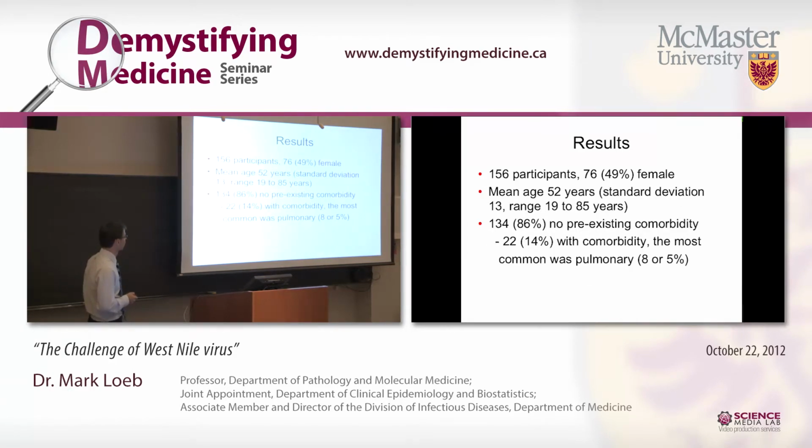So we enrolled 156 participants. Half of them were female. The mean age was 52 years, but they ranged from 19 to 85 years. Again, it's unusual to have people that young develop symptoms with West Nile, and if they're going to get disease, usually they get West Nile fever, and that was the case. Most of them, as I mentioned, were very healthy, no pre-existing comorbidities. About 14% had some comorbidity. The most common was pulmonary, either chronic obstructive pulmonary disease and more commonly asthma.